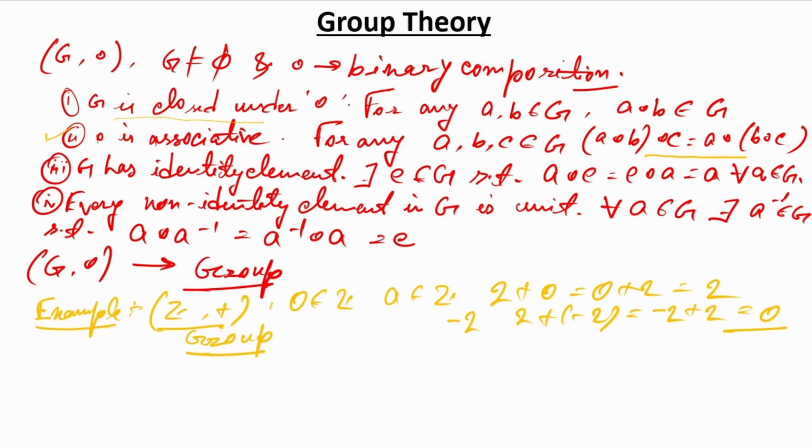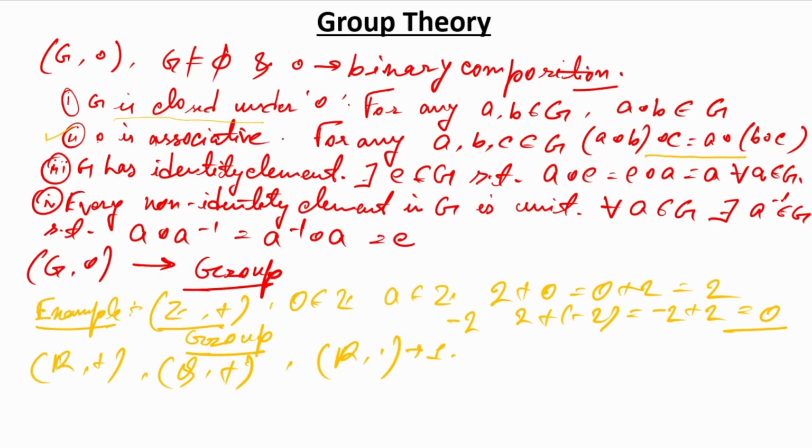Similarly, you can check that R comma plus, where R is the set of all real numbers, is also a group. Q comma plus, set of all rational numbers, is also a group. Okay. R comma dot, where dot is the usual product, is also a group. Here the identity element is 1. So all these examples are of group. Now you can see all these examples are of infinite group. Infinite group means the group where the number of elements are infinite. So these groups are infinite groups.